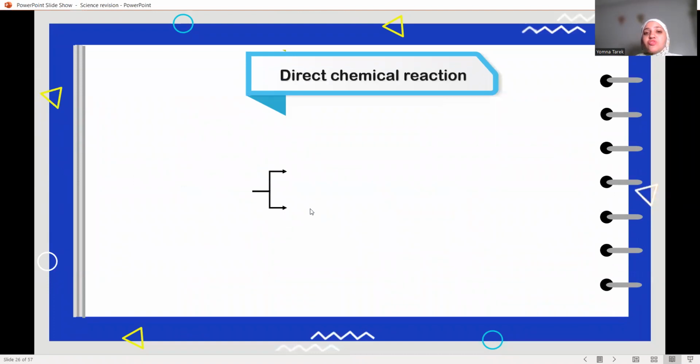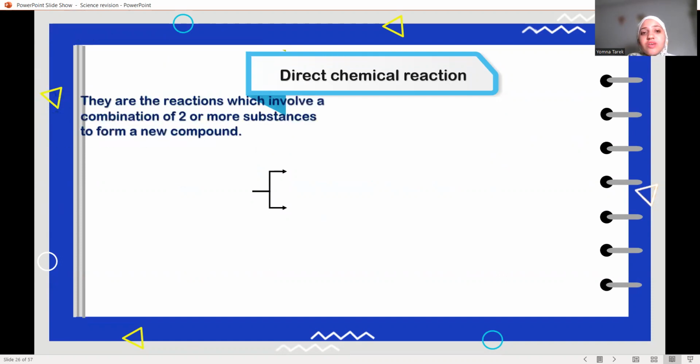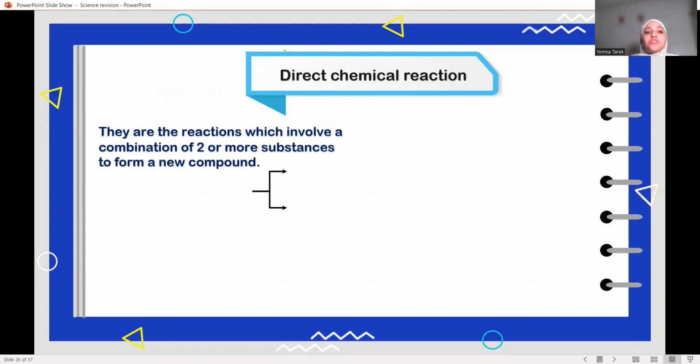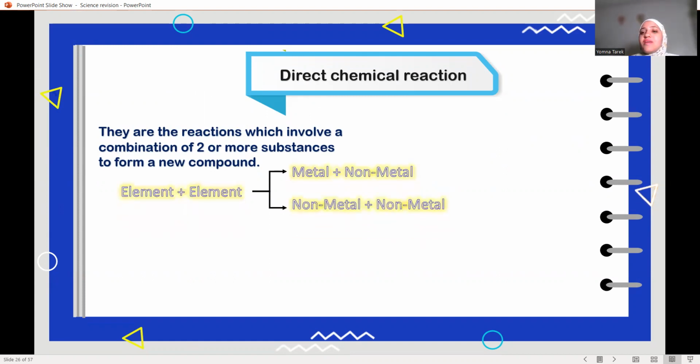Now let's talk about direct chemical reactions. A direct chemical reaction is a reaction between two compounds or two elements. For example, first, between element and element, like metal and non-metal, like Na and Cl to produce NaCl. Or between non-metal and non-metal, like chlorine with chlorine to produce Cl2. Or element with compound or compound with compound. All of these are examples of direct chemical reactions.